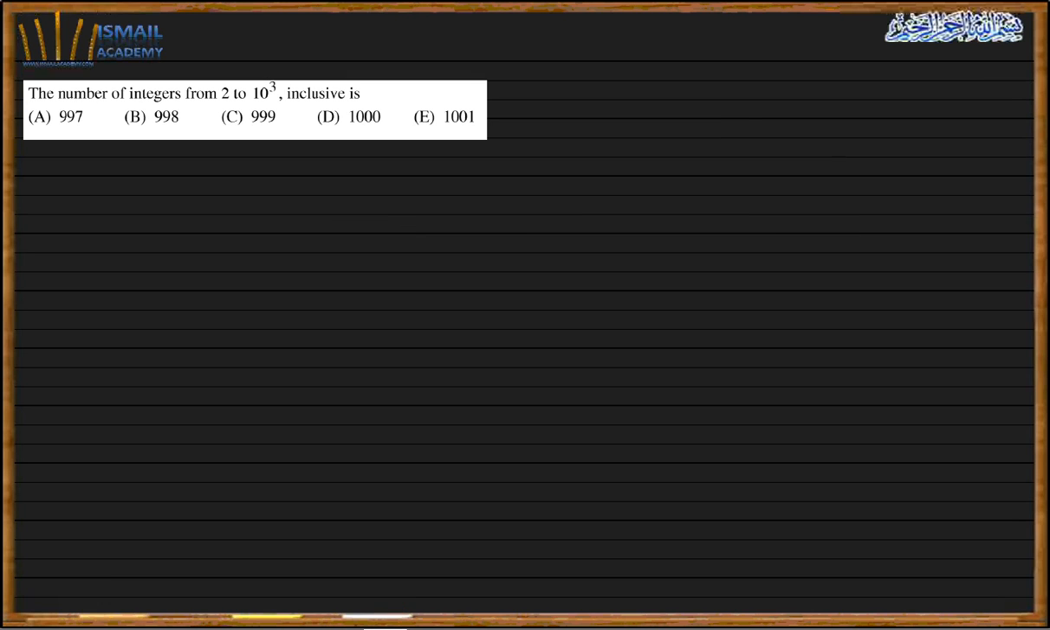Next question. The number of integers from 2 to 10 to the power 3, which is 1000. So how many integers between 2 and 1000? It's inclusive. That's when we include the 2 and the 1000. So it's going to be 1000 minus 2 plus 1. So it's going to be 998 plus 1, which is 999. So here C is my choice.